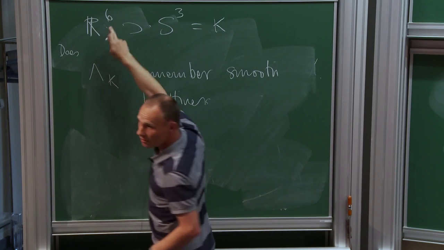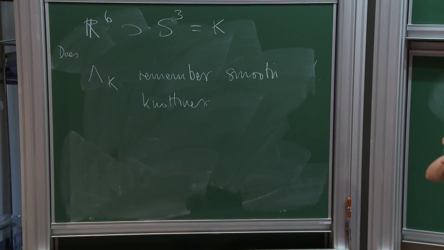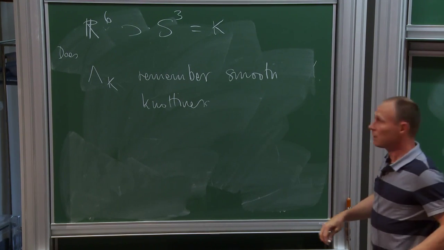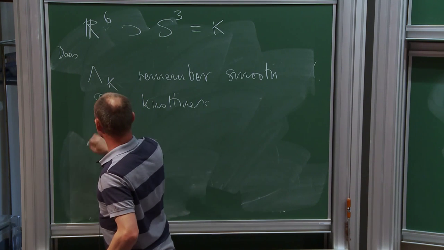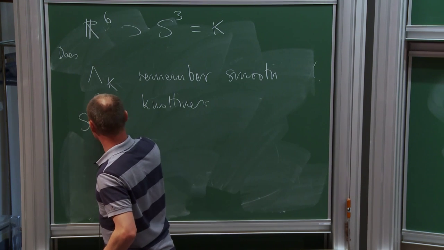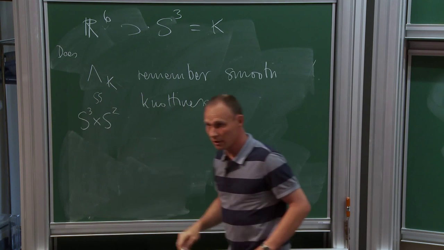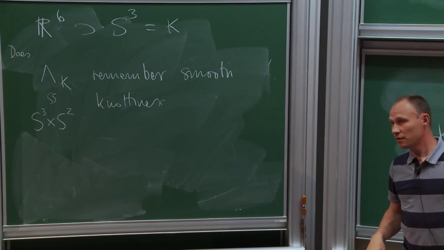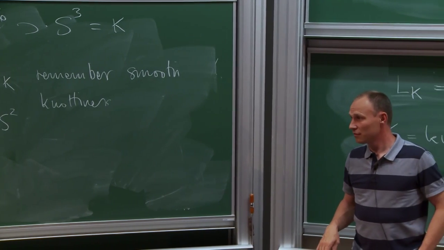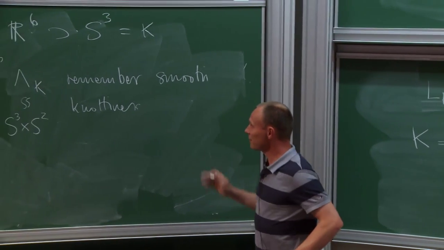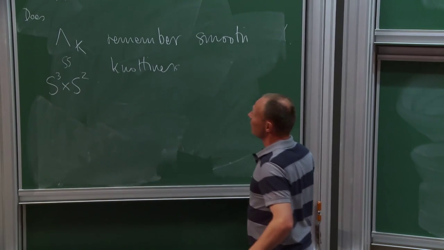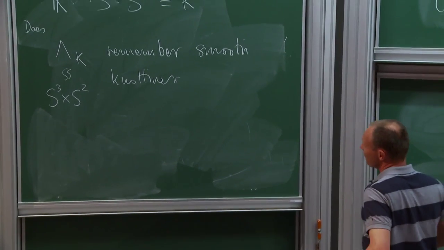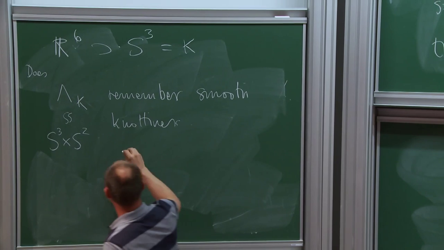Is that 6 or 5? This is 6. So the boundaries would be in S2, right? So lambda k is diffeomorphic to S3 times S2, right? So it's a trivial normal bundle. No? Yeah. And the answer is no. Because, in fact, it does not.